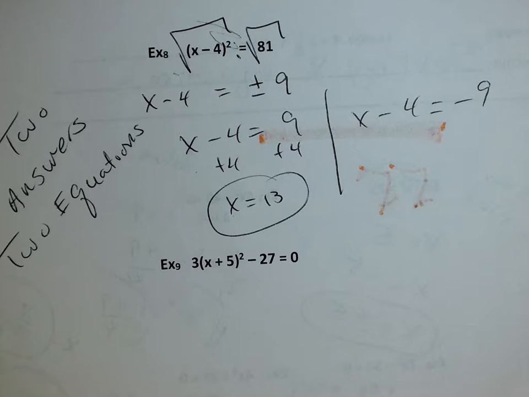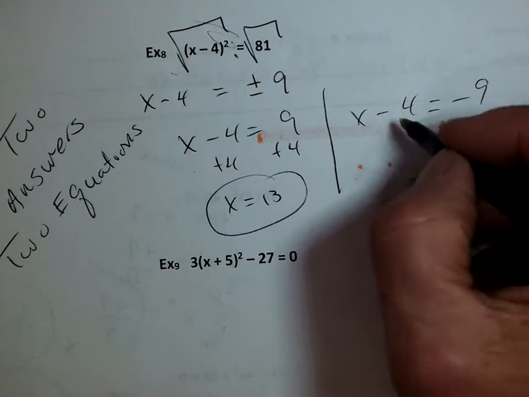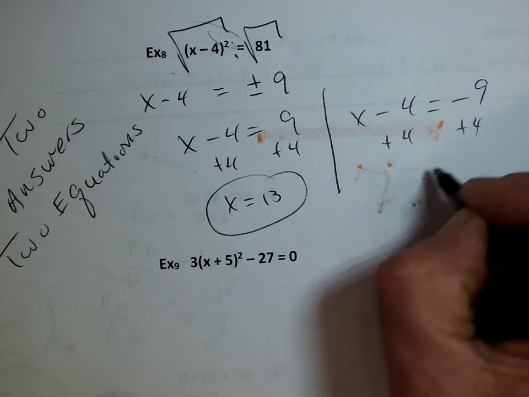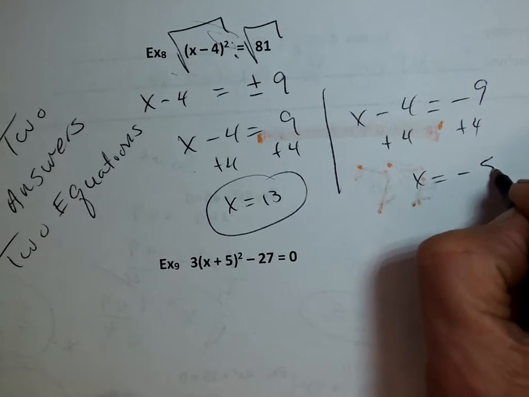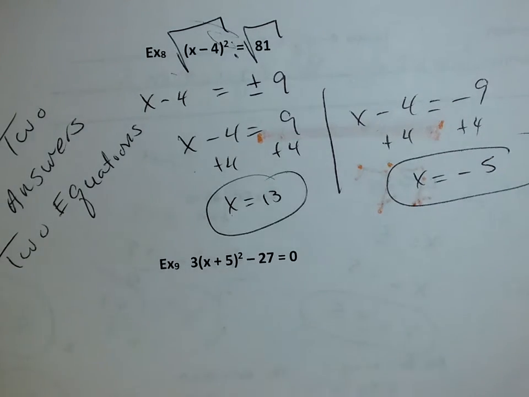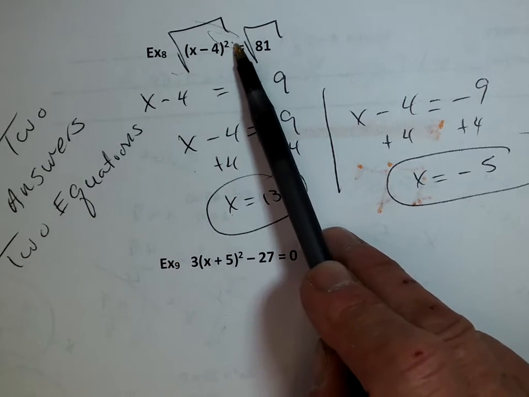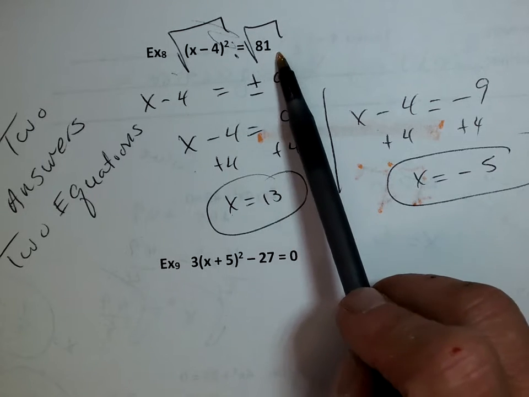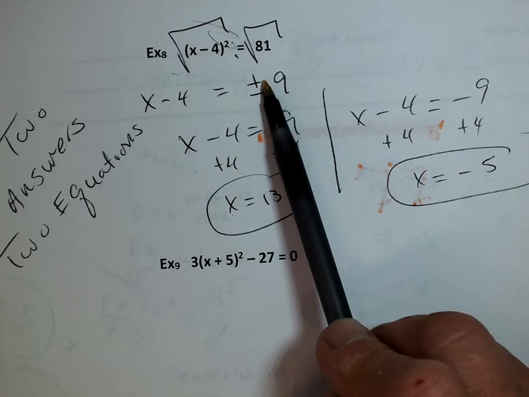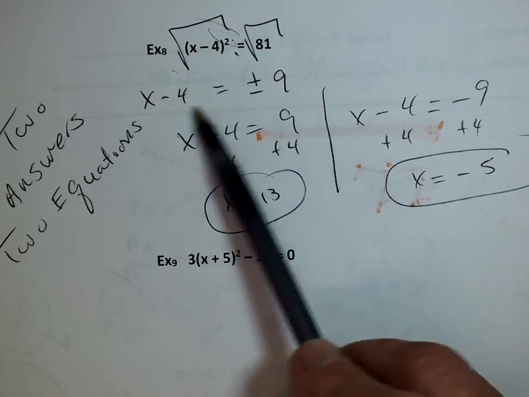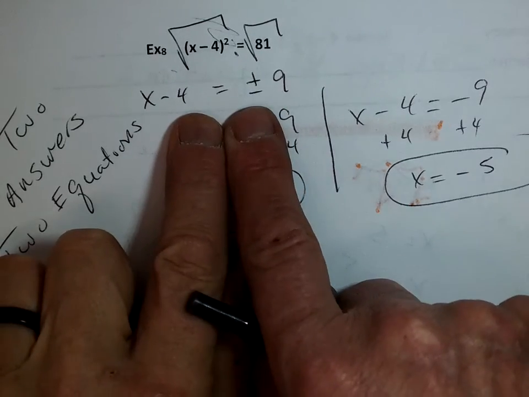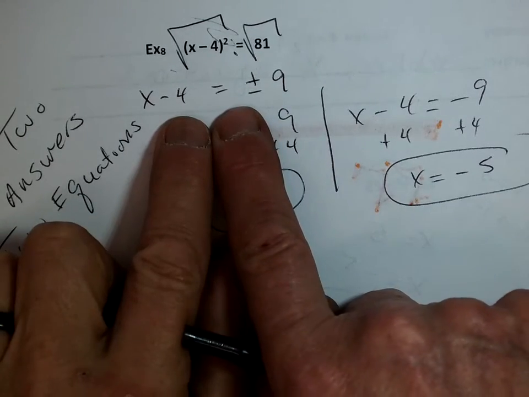Plus 4, x equals negative 5. These are a little bit harder. I square root, because I've got to get rid of the square. Square root of 81, two answers, plus or minus 9. So then, from here, x minus 4 equals 9, and x minus 4 equals negative 9.